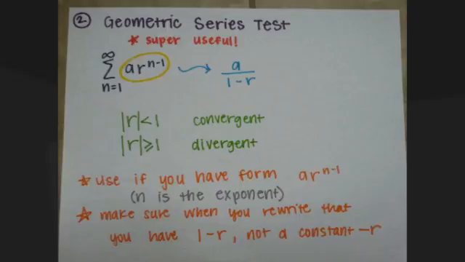I like to remember this test for convergence by thinking about how fractions work. If the absolute value of r is less than 1, then the fraction will be a finite large constant. If it equals 1, it's infinity, and if it's greater than 1, then it will be very small and infinite. A lot of people will make the mistake when simplifying of forgetting that the final summation has to be 1 minus r in the denominator, not a constant minus r. So don't be that guy.